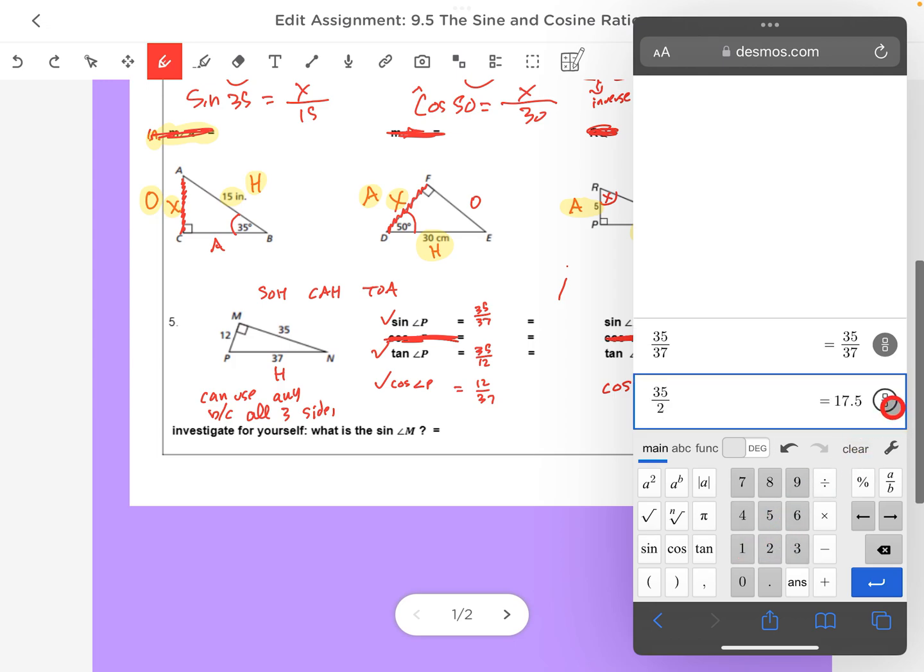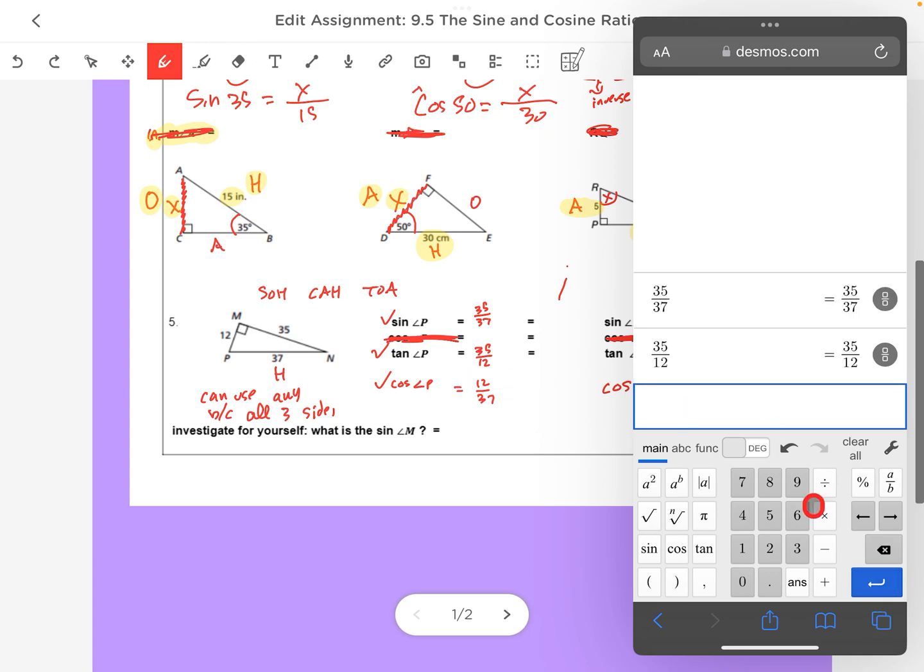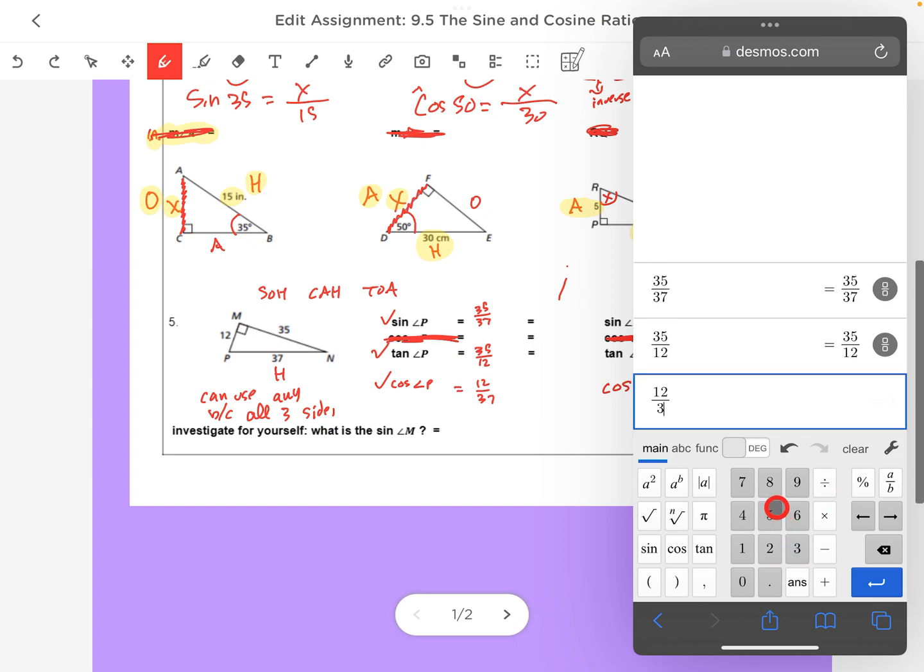Okay, and then I can just push that again. Oh, that's supposed to be 12, right? 35 divided by 12 still reduces into 35 over 12. Okay, and then 12 over 37. So 12 divided by 37. Okay, so sometimes they will reduce, sometimes they won't.